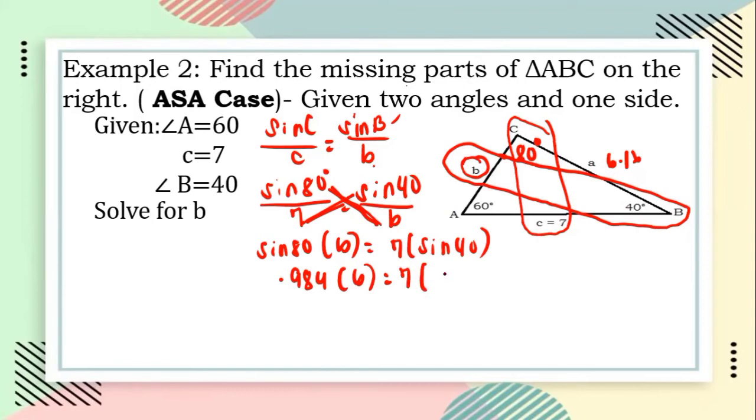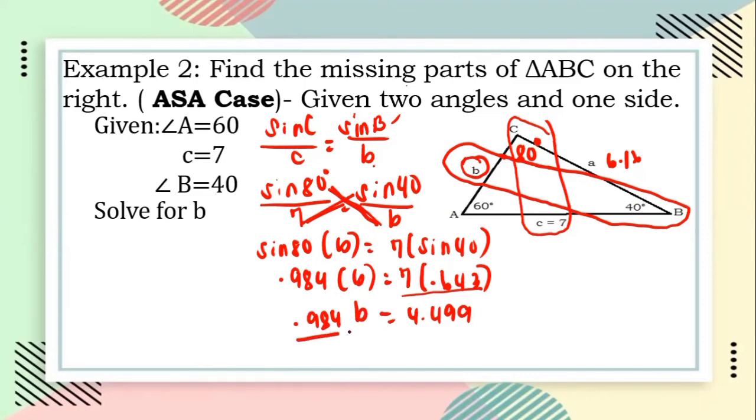Sine 40 is 0.643. If your answer is not yet final, you can use the full decimal place here or at least 3 decimal places. Alright, since they are both numbers, we can now multiply 7 and 0.643 and we can get the answer 4.499. And then on the other side, we have 0.984 times b.